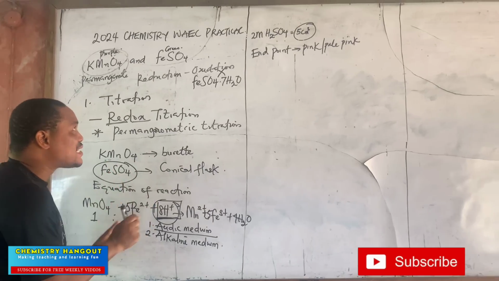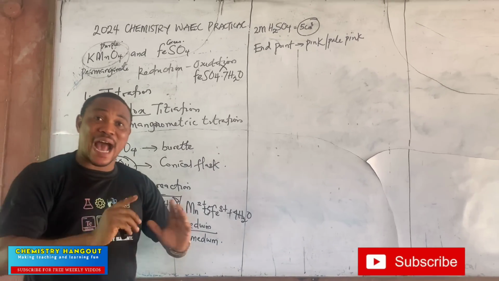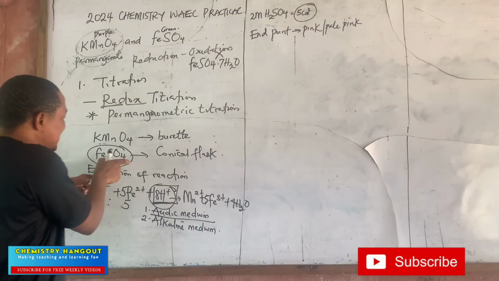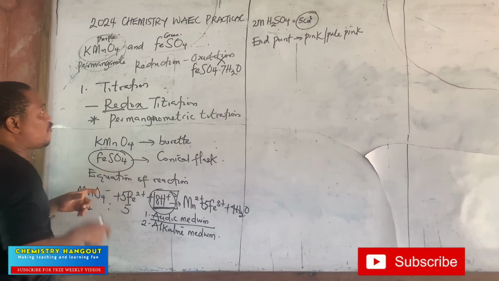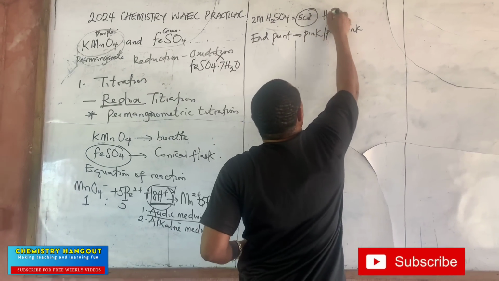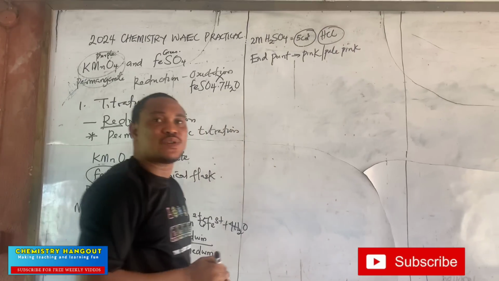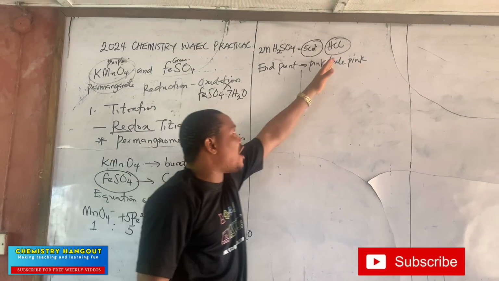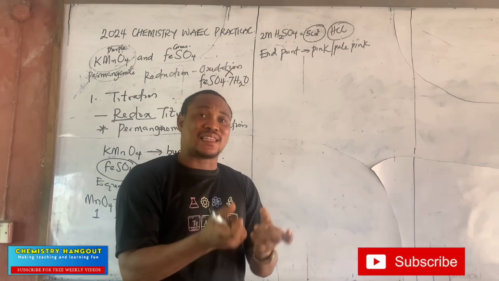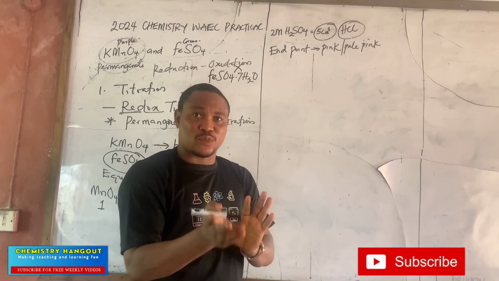Now, from this, one of the questions we can be asked is: when we want to acidify our iron(II) sulfate, why did we use H2SO4? Why are we not using HCl? Very important, HCl is an acid. Why are we not acidifying with HCl? These are questions that can be asked, maybe because your number 3 questions are basic. I'm talking to students now.